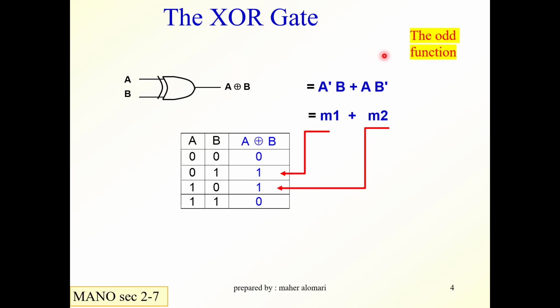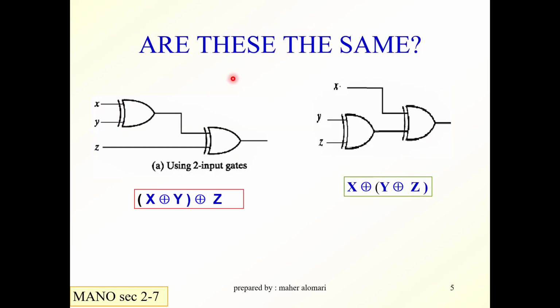This gate is called the exclusive OR gate, or the exclusive OR function. Notice that the output is equal to 1 if one of the two inputs is equal to 1. The output is equal to 1 if one of the inputs is equal to 1. So it is called the exclusive OR function. Now the question is, can we expand the inputs of the exclusive OR gate? So can we have a gate with 3 inputs?